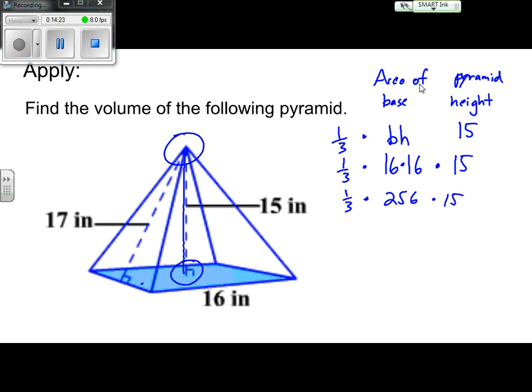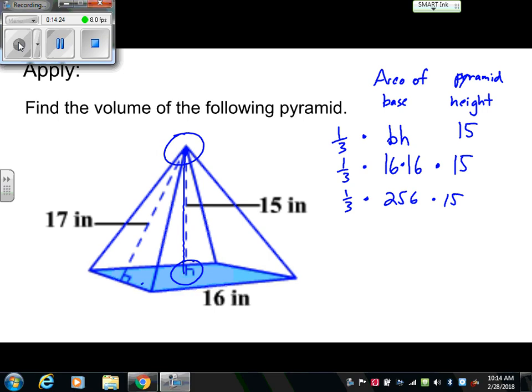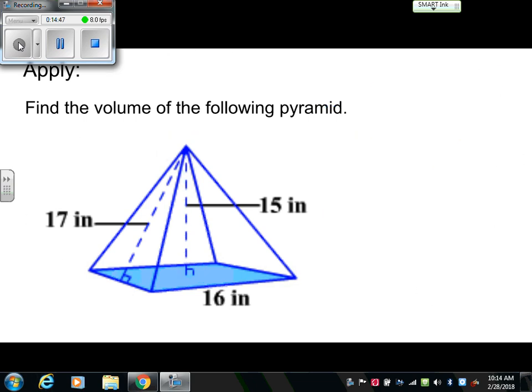And I'll throw that in the calculator. And we end up with 1,280 inches cubed, because we're dealing with volume. What are we going to forget most likely? Probably this 1/3. It's still the area of the base times the height, but we just have to remember to do that 1/3. How do we know to do the 1/3? Anytime it ends in a point, like on a pyramid or a cone.